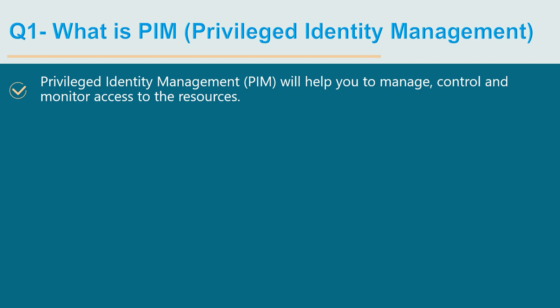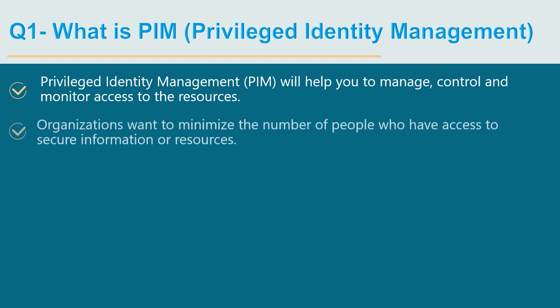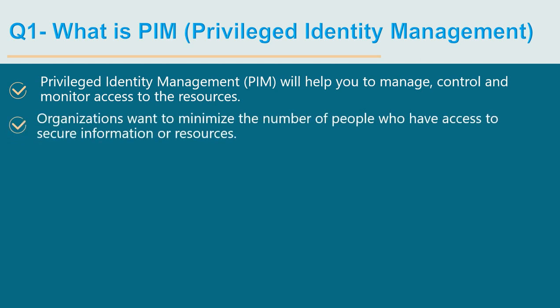So if you are raising a PIM for Intune administrator access, then after the approval, that Intune admin access will be assigned for certain hours according to your policy, like 4 hours or 8 hours, and then automatically that admin right will be removed after those hours. Now organizations want to minimize the number of people who have access to secure information or resources. So actually organizations want to reduce the number of admins on their infra, so they will reduce the risk.